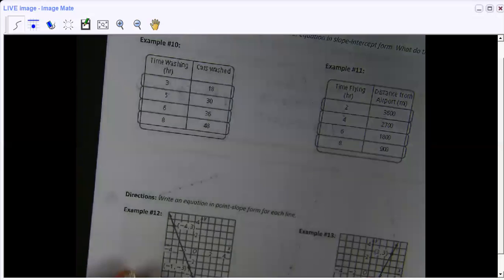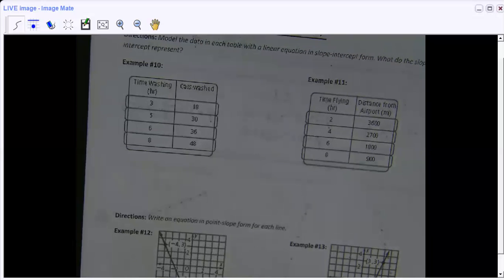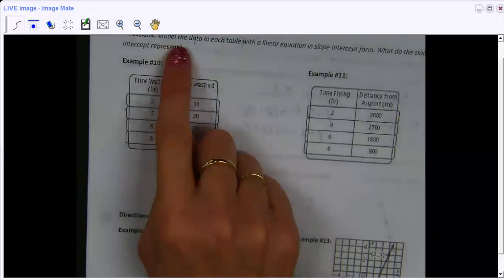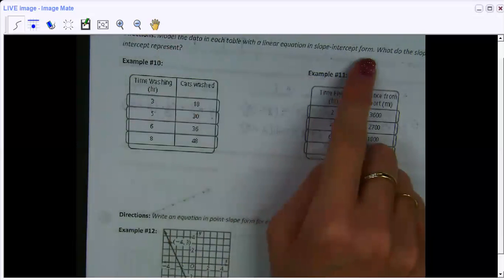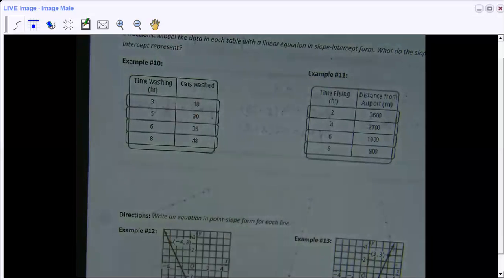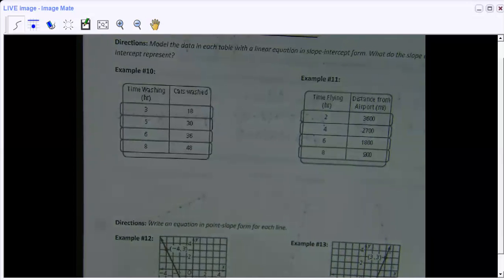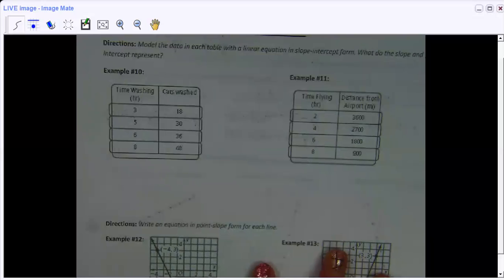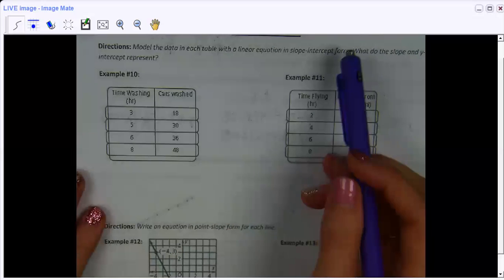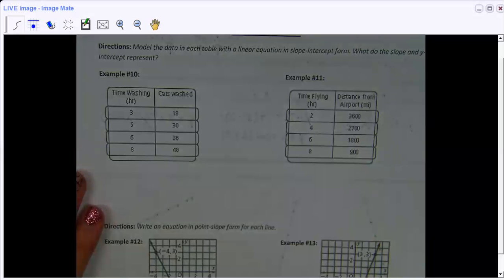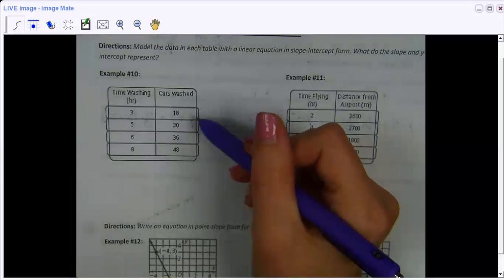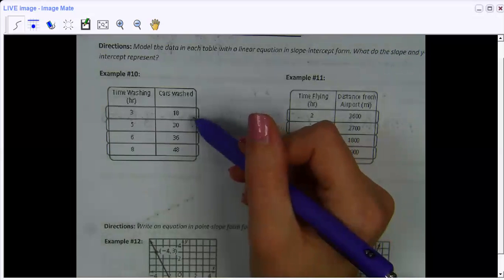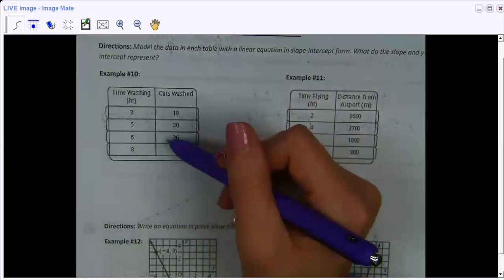Okay, so let's look at 11 and 10. It says to model the data in each table with a linear equation in slope-intercept form. I know that we're working with point-slope form, but we're going to use that form to get it to slope-intercept, and you're going to see how they can be easily simplified. Then we have to say what the slope and the y-intercept represent. The first thing that we need to do is find the slope, and then we're going to choose a point from the table and put it into point-slope form.